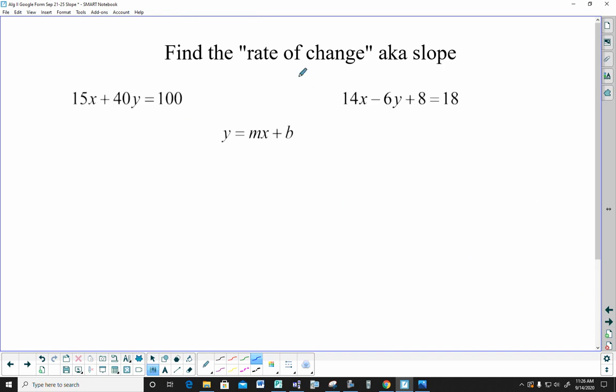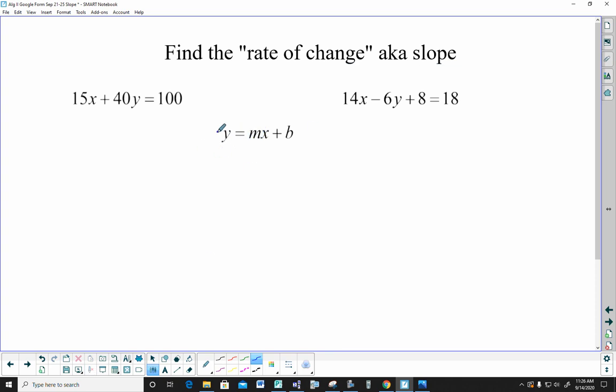Okay, here, it says find the rate of change. In other words, find the slope. That's the wording that happens in the Google form. Find the rate of change. Okay, you're given these type of problems. You should have seen this in prior classes. It's called slope-intercept form. Y equals mx plus b. M is the slope. So this is the piece you're looking to try and find.